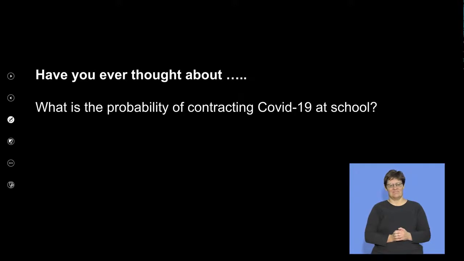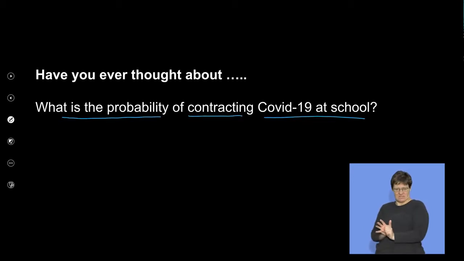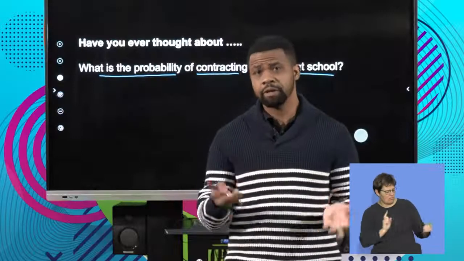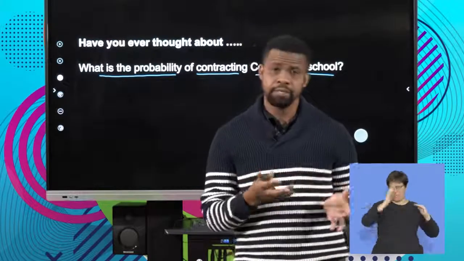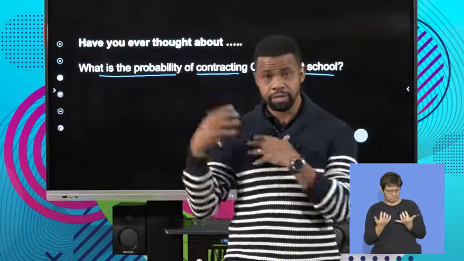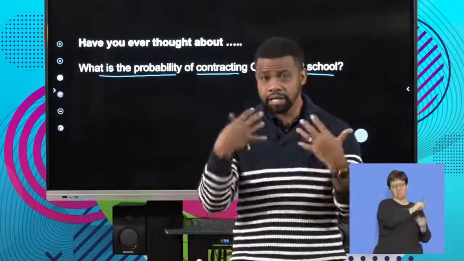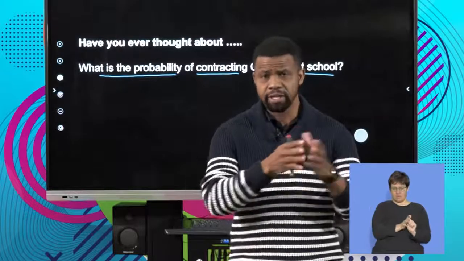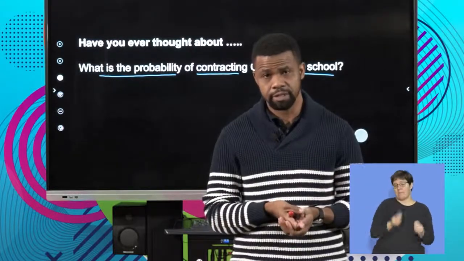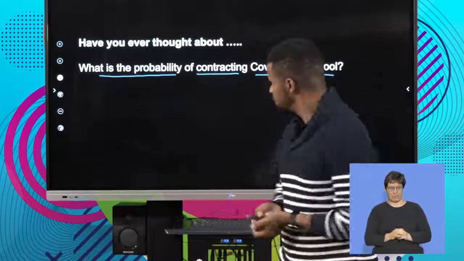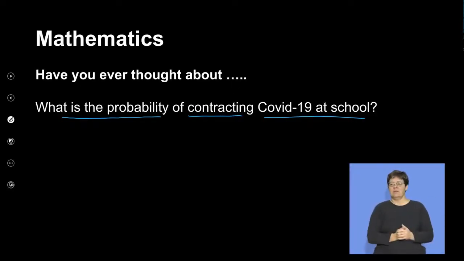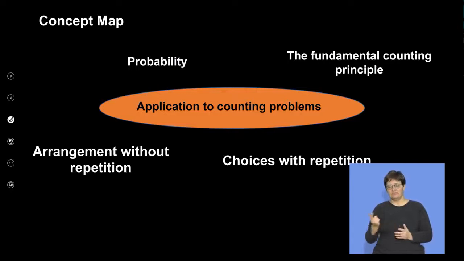Now, what is the question? The question is, what is the probability of contracting COVID-19 at school? The likelihood of getting COVID-19 at school, if you social distance and use a mask, is very low. But to actually calculate the likelihood, you would need to collect data, see how many people are actually getting COVID-19, and then estimate the likelihood of getting it.